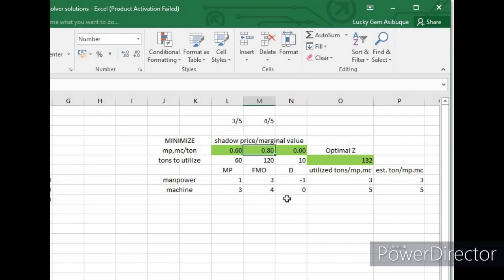And for the shadow price, or the marginal value, of constraint 2, you have 0.8, or equal to 4/5. And the shadow price, or the marginal value, of the third constraint is equal to 0. So it is the same as the one you solved using the Simplex method.